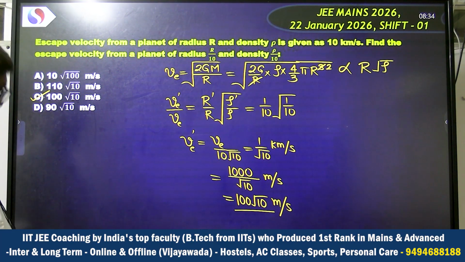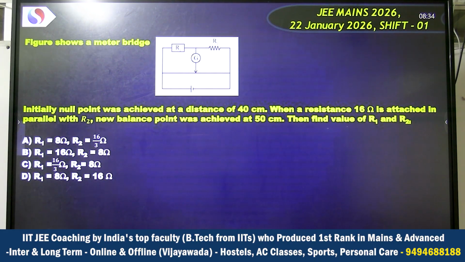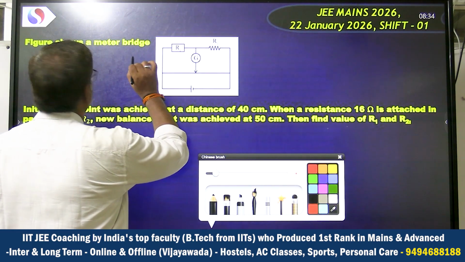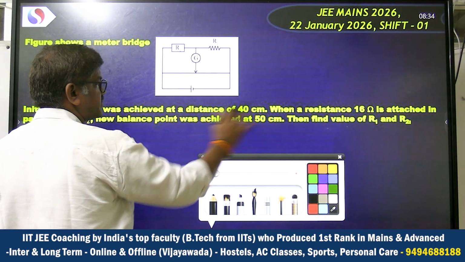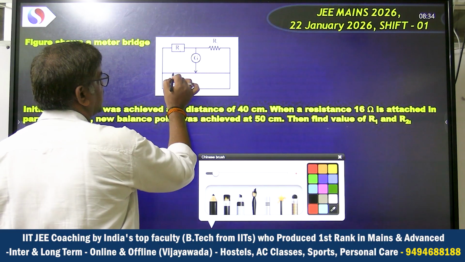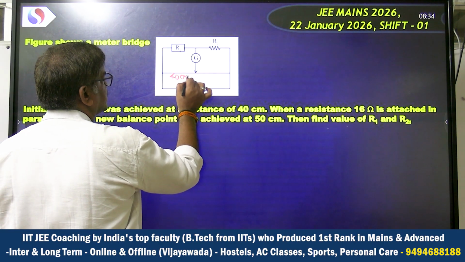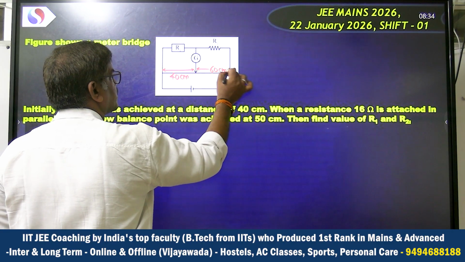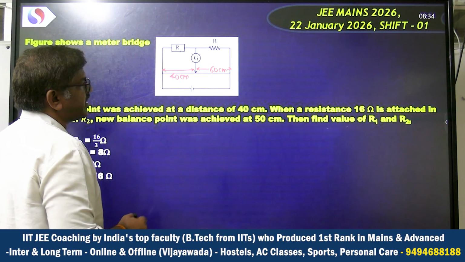Quite a simple, easy question. Next one. The figure shows the meter bridge. Initially, the null point was achieved at a distance of 40 centimeter when a resistance of 16 ohm is attached in parallel with R2. New balance point. Let me mark the distances. This is a balanced Wheatstone bridge in which the balance point is at 40 centimeter. Since it is a meter bridge, the remaining distance will be 60 centimeter, because the overall length is 1 meter, which is 100 centimeter.